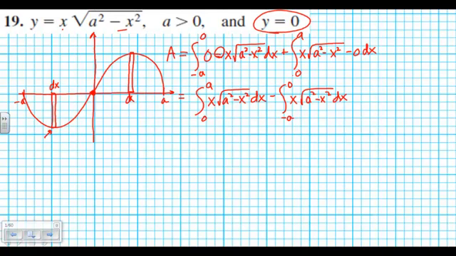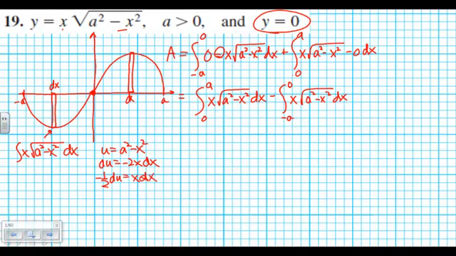Right? Now, since these are essentially the same integrals, I'm going to take their antiderivatives only once, and that looks like this. The integral of x square root a squared minus x squared dx uses the u substitution u equals a squared minus x squared, which means that du is equal to negative 2x dx, or negative 1/2 du is equal to x dx.